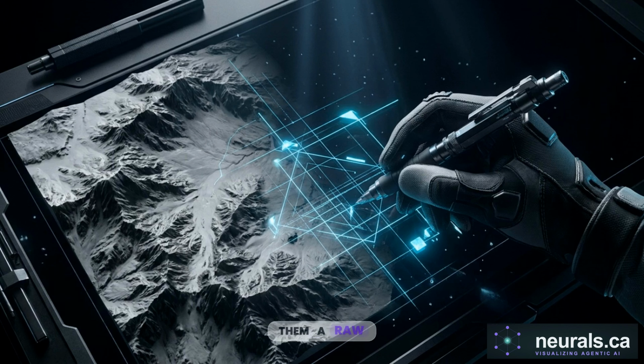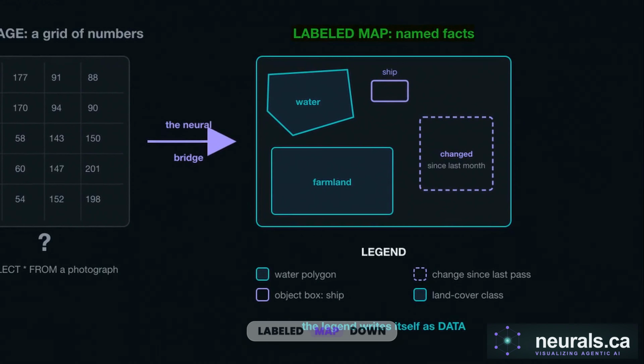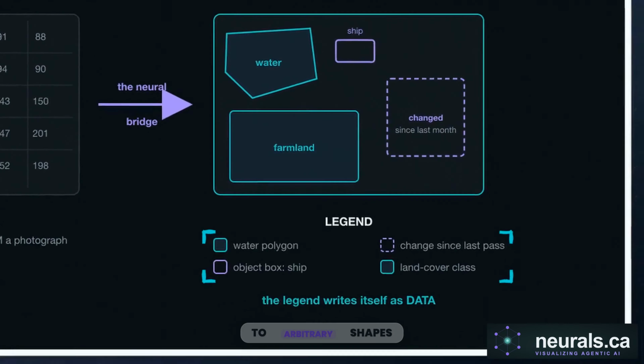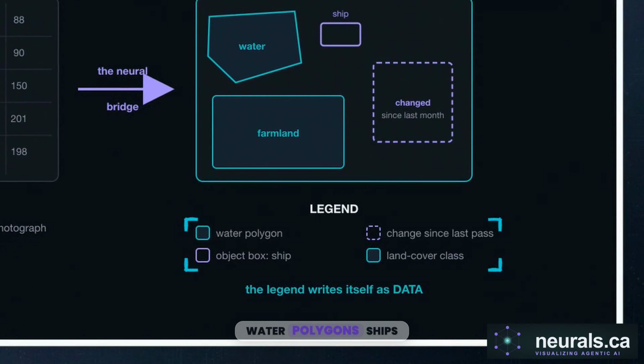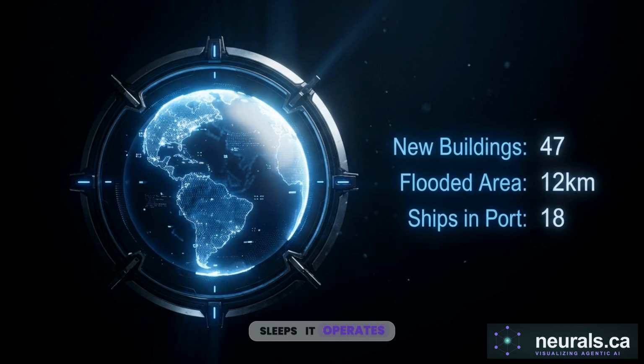You hand them a raw photograph of some terrain, and they study it, analyze the shapes, and hand you back a structured map. This diagram illustrates exactly how that translation works. On the left, the raw grid of numbers, and on the right, a labeled map. Down in the legend is where the value lives. It assigns clear names to arbitrary shapes, water polygons, ships, and changed areas. Geospatial AI essentially acts as a surveyor that never sleeps. It operates at a planetary scale, scanning the globe and writing its legend directly as queryable data.